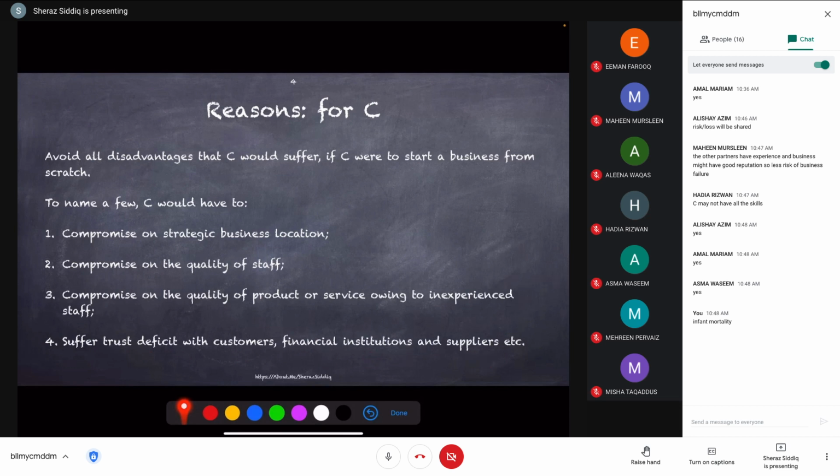So you will not have a good, credible reputation to develop that trustworthy relationship with others, because your quality of service or the quality of product has been compromised because you have a compromised, inexperienced staff, and you don't have a strategic business location. So it's going to be very difficult for a newborn business to go past those losses.